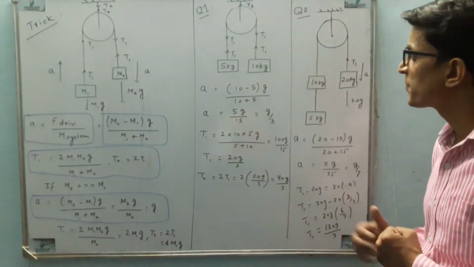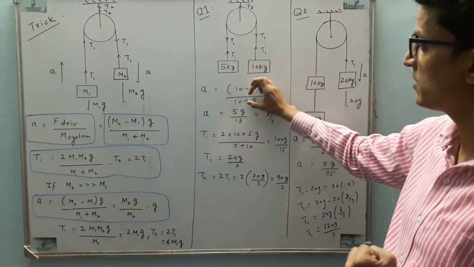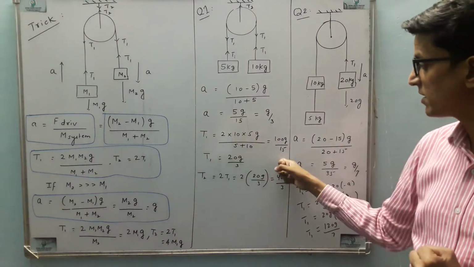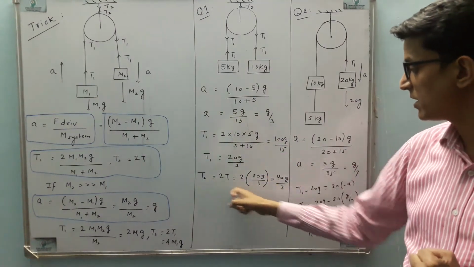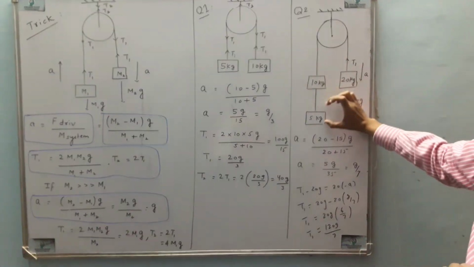Let's implement that. Suppose there are two masses, 5 kg and 10 kg. So acceleration is (10 minus 5)g upon (10 plus 5). It comes out to be g by 3. Using the same result, we have T1 as 100g by 15, or 20g by 3, and T2 as 40g by 3.